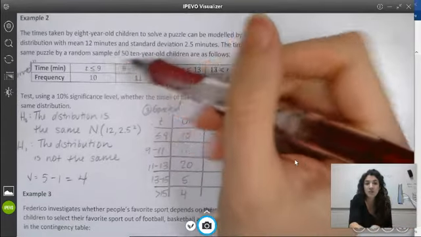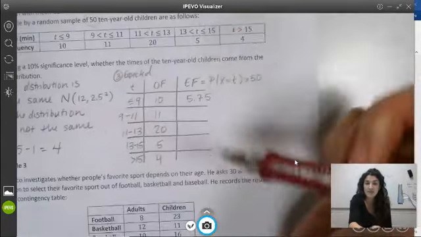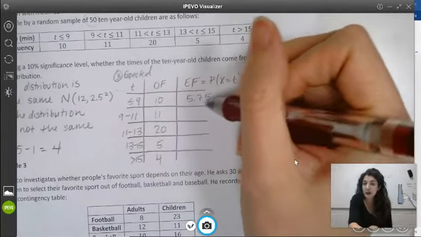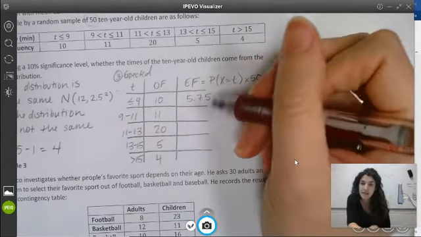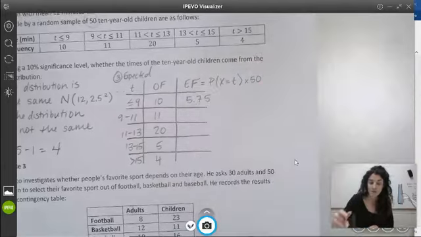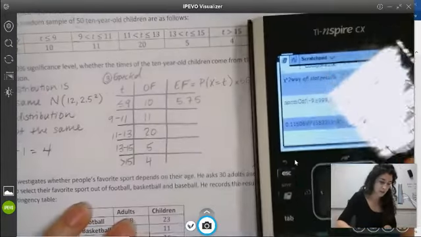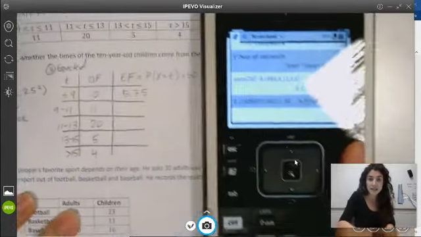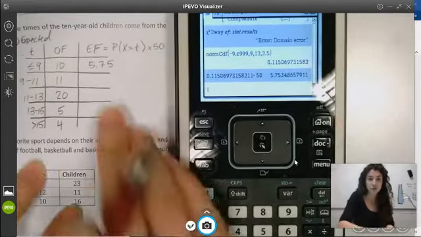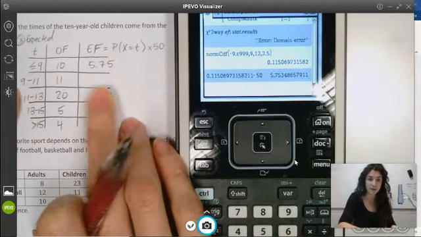Remember that with your expected values, it's okay that it's not a whole number. If we're talking about the number of children who were within that time frame, it's okay for an expected or average value to become a decimal, even though we're not talking about 5.75 children. Okay, so we complete this by using our normal distribution and then multiplying it by 50.